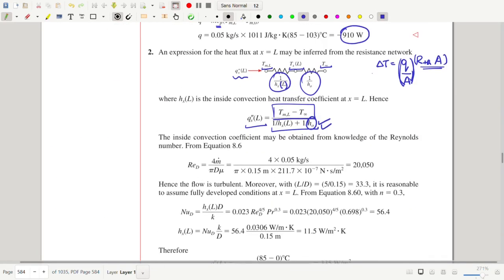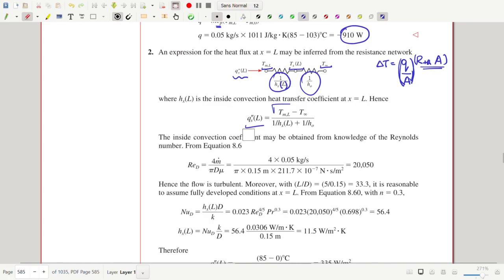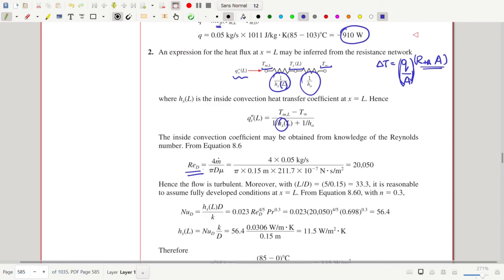But H at the outlet of the pipe is not known. So now we have to use the correlations to find this H at the outlet, the local heat transfer coefficient. For that we have to figure out whether the flow is laminar or turbulent inside the pipe. So we check the Reynolds number. We calculate the Reynolds number based on the diameter of the pipe, and this comes out to be around 20,000. And we know that if the Reynolds number is greater than 10,000, then we are safely in the turbulent regime. So the flow is turbulent, and now we have to check whether we are in the developing region or the fully developed region.